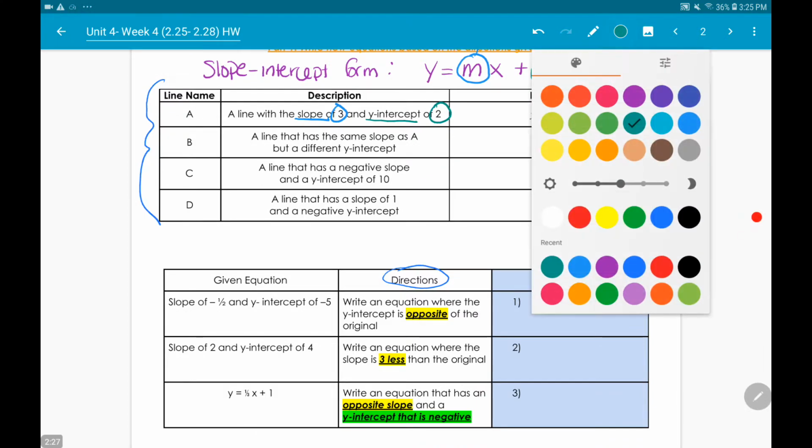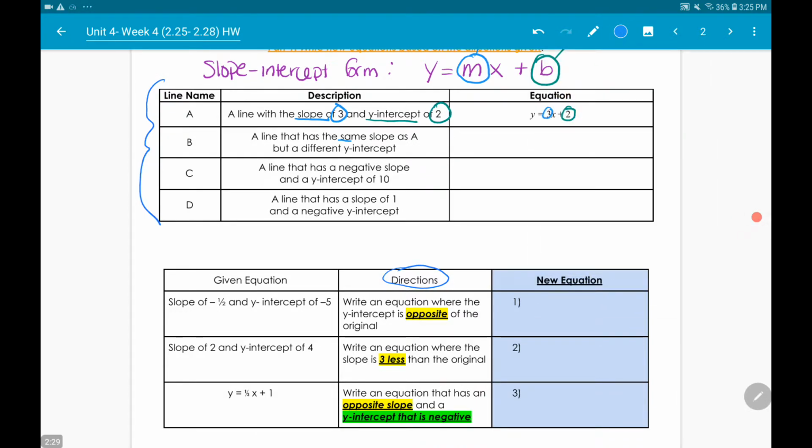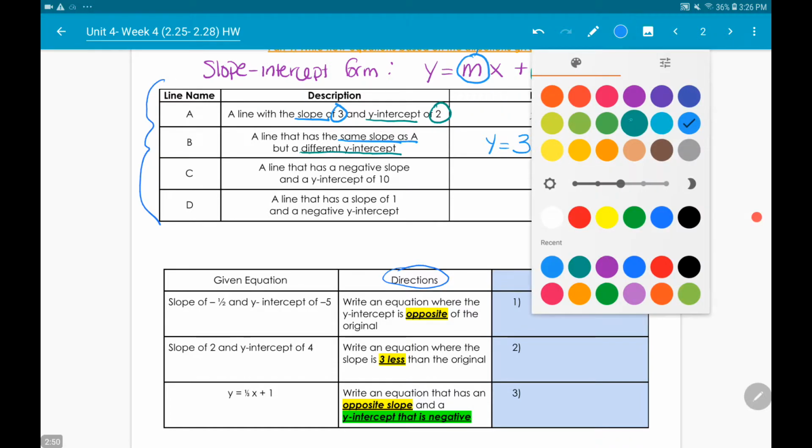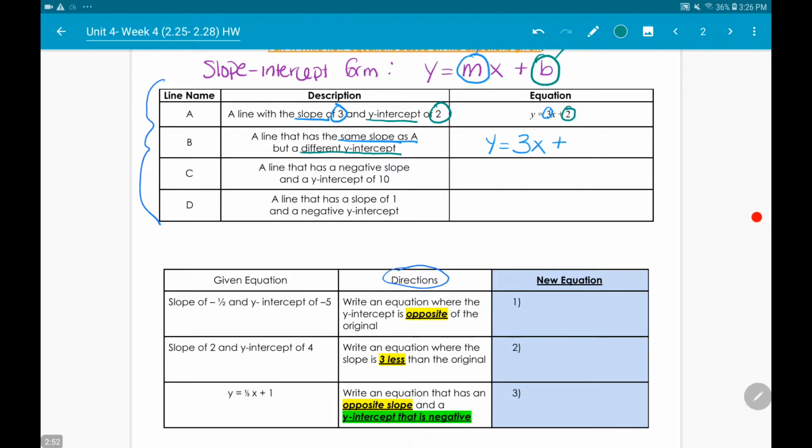A line that has the same slope as A, but a different y-intercept. So in line A above, our slope was 3. So let's put that in. So we know that y is going to equal 3x plus, but it's asking for a different y-intercept. So we could choose any number we want. I'm going to go with plus 10. Okay, and let's go down to C.